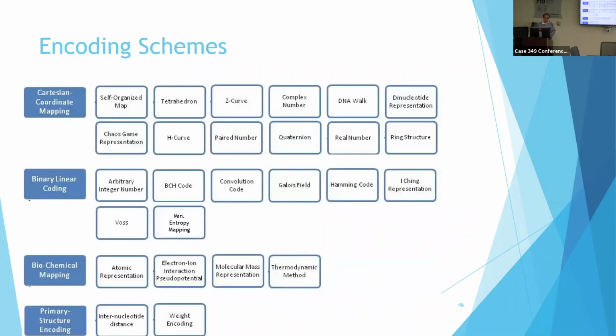Let me give you an example. Here, I have so many encoding schemes, right? Binary coding, chemical, biochemical coding, and so on. All these codings mean what? I embed biological knowledge, properties, into the code. Let me give you an example.